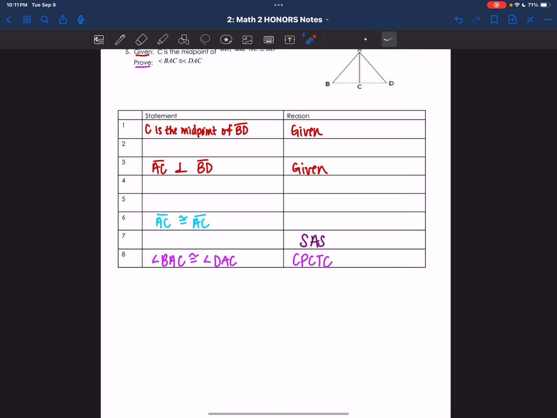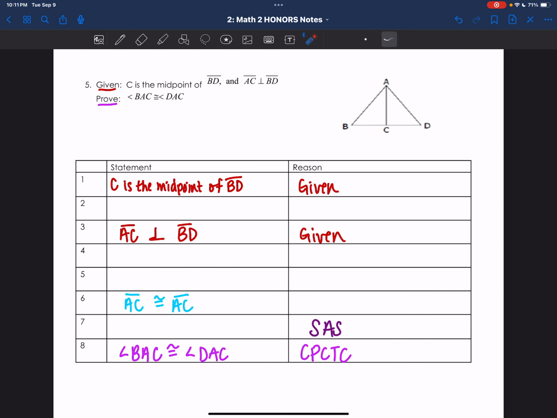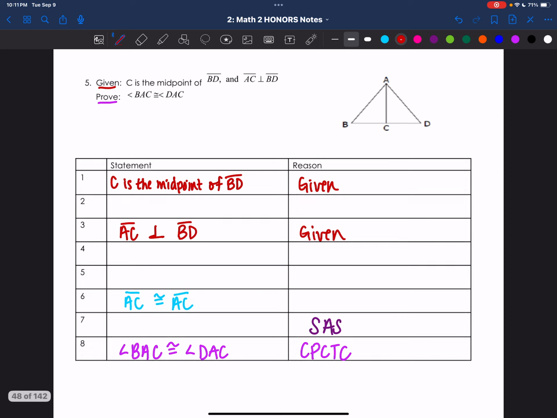All right, let's do number 5 together. I started to fill in number 5. So for this one, let's go ahead and mark all the important information that we need. So it says given C is the midpoint of BD. So if it's the midpoint, that means this is congruent to that. And we know that AC is perpendicular to BD. You don't have to draw both of them in. You can only draw one, that's fine. Just know the other side's congruent.